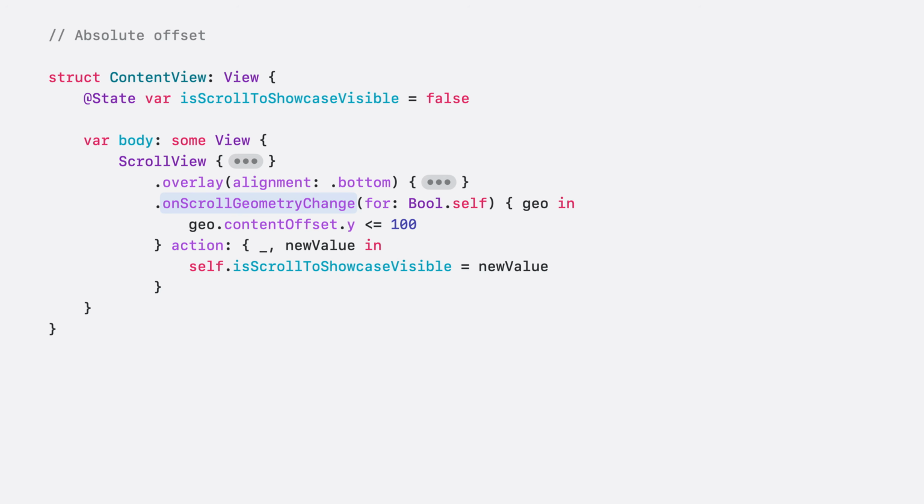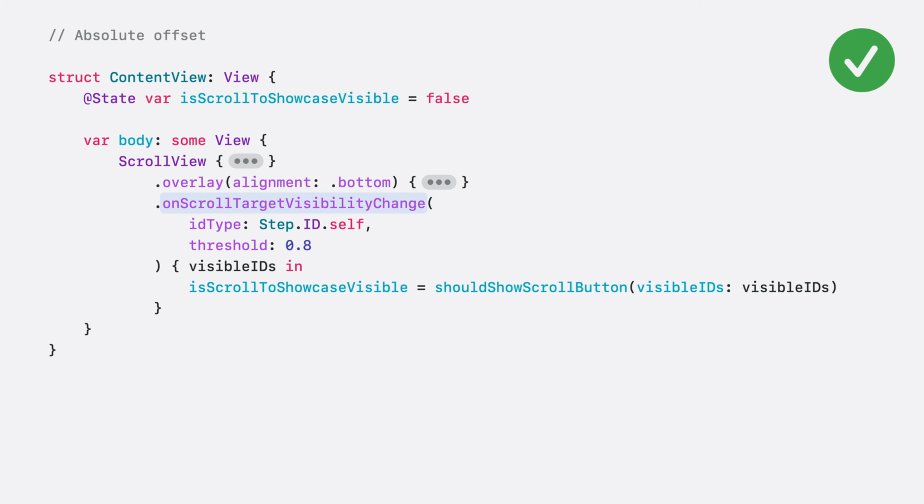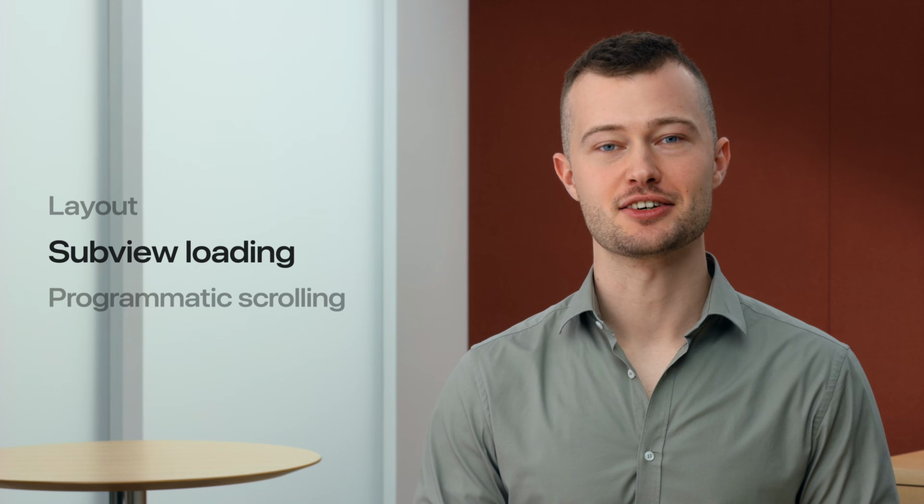This works, but since the content offset of a LazyStack is estimated, the exact position where the button disappears can change when the estimations change. Instead, it's better to use the relative positions of subviews in the visible region of the scroll view. One way to do that is to use the on-scroll target visibility change modifier. The closure in that modifier is called when the visibility of the subviews in the visible region of the scroll view changes. Here, the visibility of the Scroll to Showcase button depends only on which subviews are visible, with a threshold of 80%.